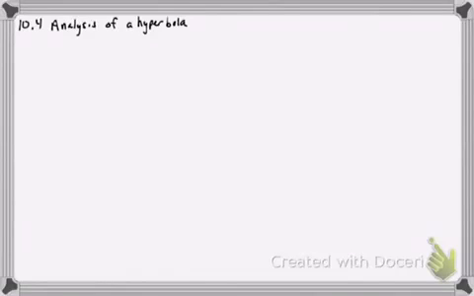Hello, it's Mr. Cerisa, and today we're going to go over the analysis of a hyperbola. Very similar to an ellipse, you have to go through the transverse axis, center, vertex, foci, and then graph it. So those are the main things. Let me write down an equation here for a hyperbola, of course.